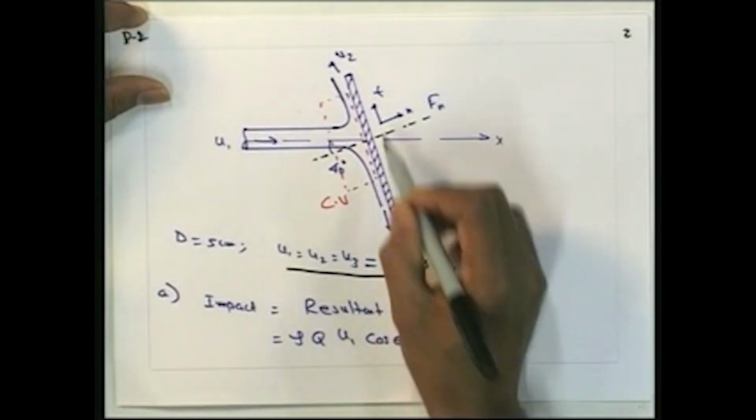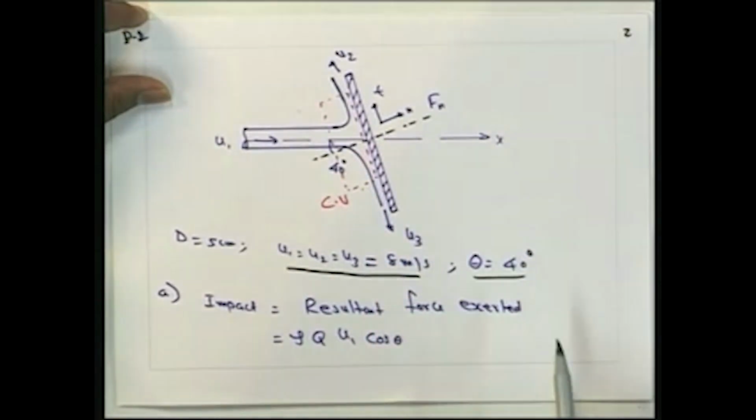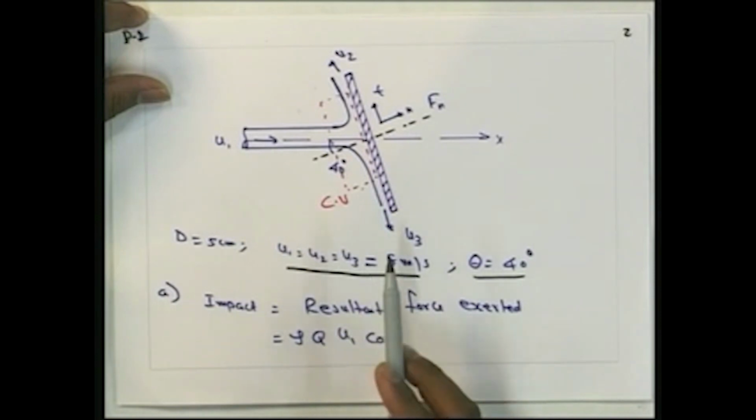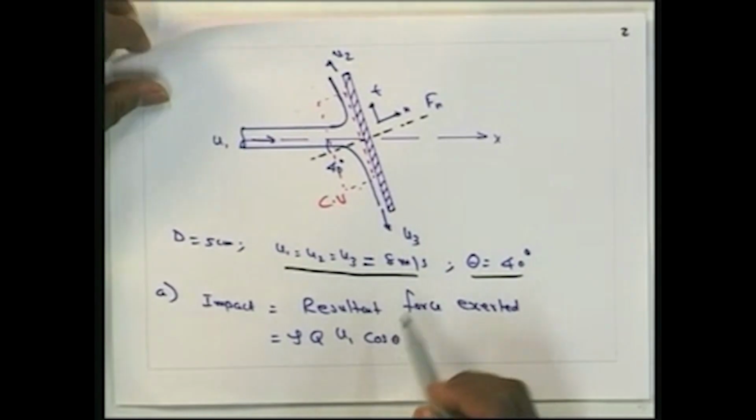As we discussed, we will be considering a control volume as shown here. This is the control volume which we consider. From the previous expression which we have derived, the impact of the jet is obtained as the resultant force exerted, that is equal to rho q into u1 cos theta, where rho is the density of the fluid, q is the discharge of the jet, and u1 is the velocity at angle theta. So the impact of the jet is equal to rho q into u1 cos theta.